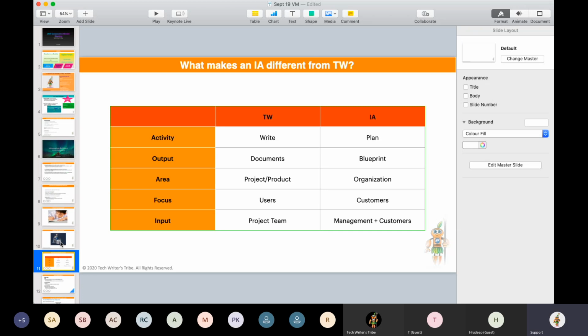The IA's field is the complete organization, not just the project team. Because the IA plans the content presentation keeping the organization in mind, and the current and future customers of the organization, not just some features. An organization can have multiple products also, so the IA has to think about a broader picture. On focus, technical writers think about users, while IAs think about customers.